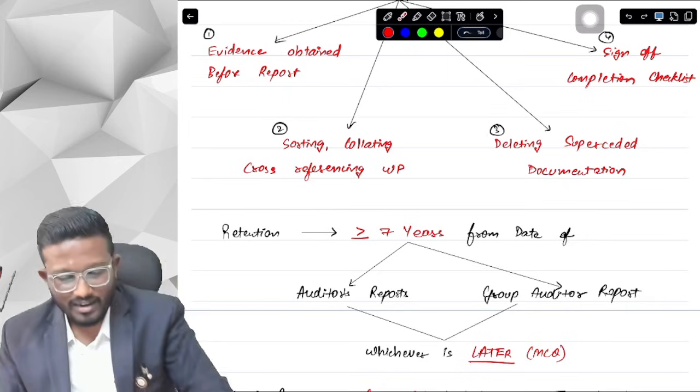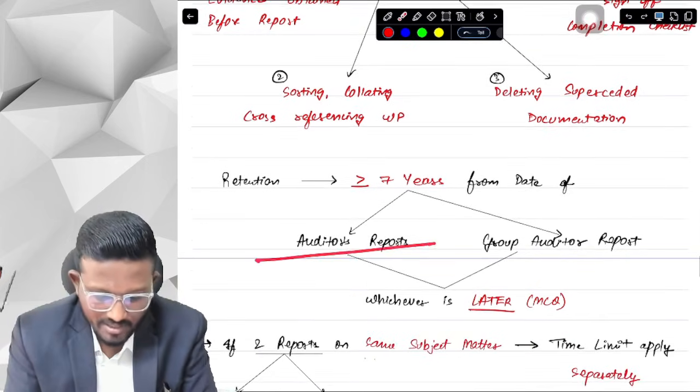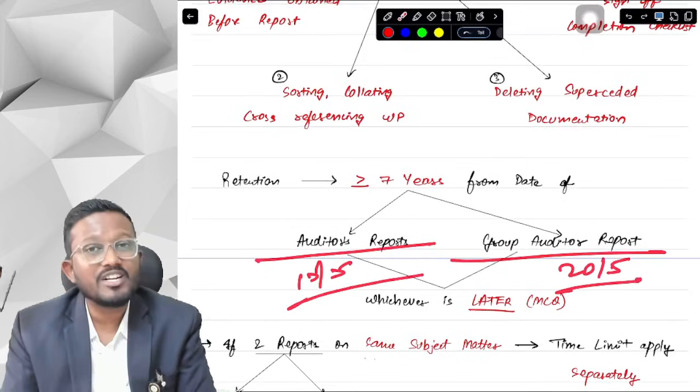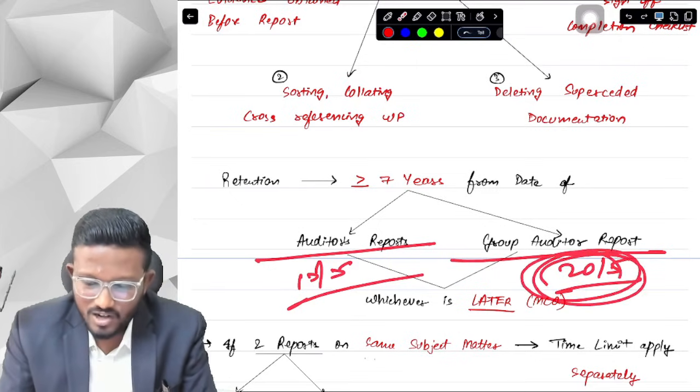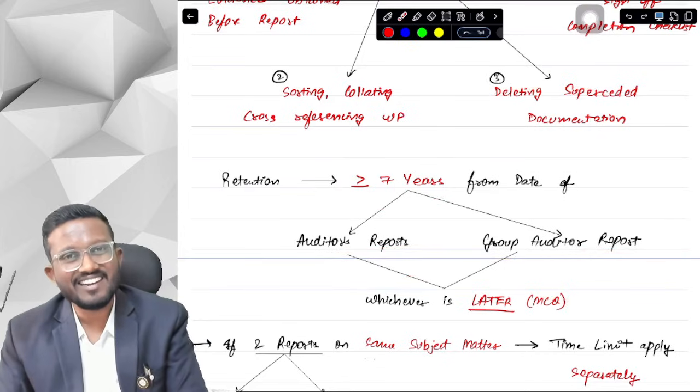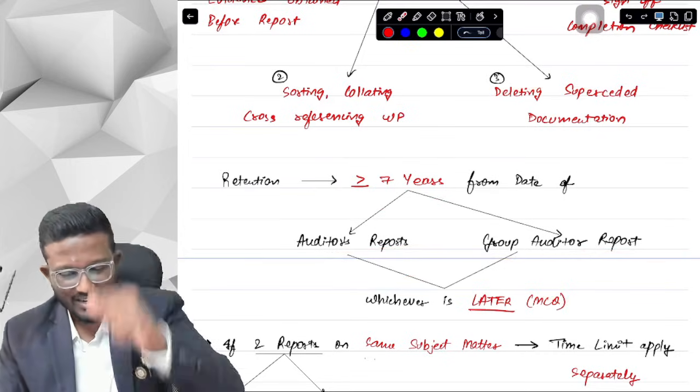Suppose my auditor's report date is 15th May and the group auditor's report date is 20 May. Which date is later, sir? 20 May is later. So from 20 May, you will have to retain this final audit file for 7 years.